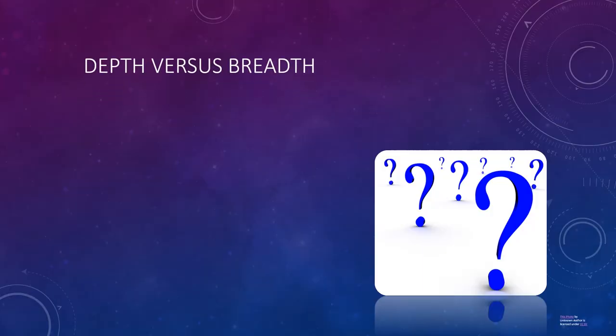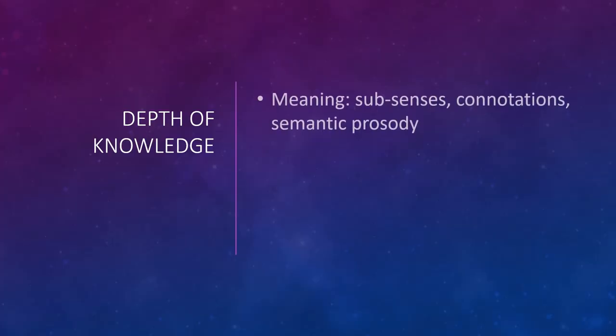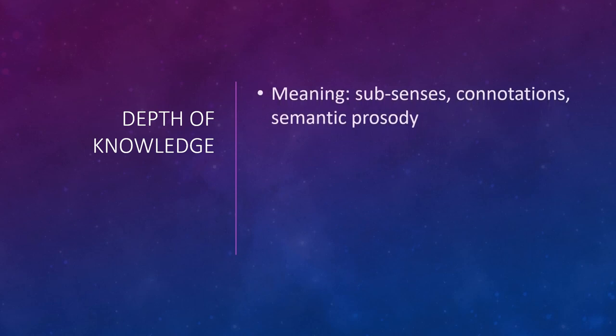So at the advanced level, the task is to develop not just breadth of vocabulary, not just constantly increasing the number of words the learner knows, but actually exploring knowledge about those words and how they are used. So among the features of a word which we might consider important would be obviously the meaning, but also subsenses of the word, connotations of the word, and what we might call the semantic prosody of the word. Semantic prosody means the typical environments in which we find it.